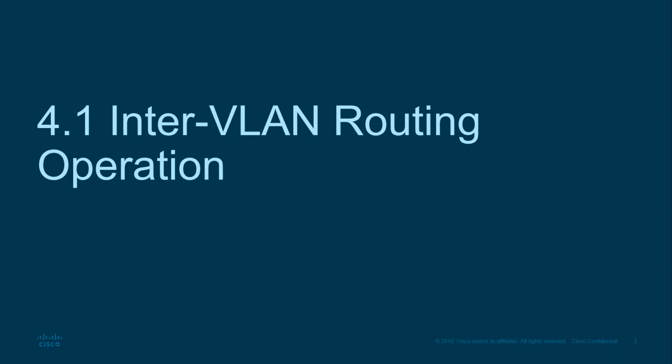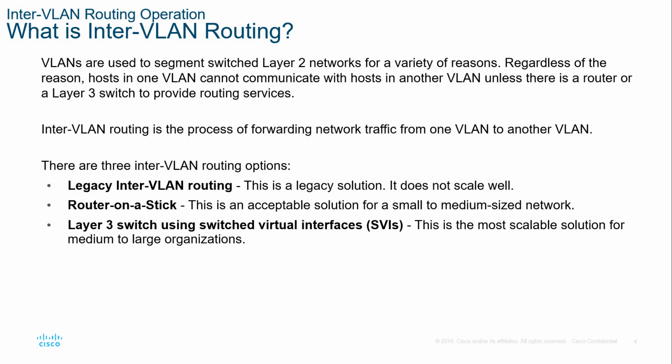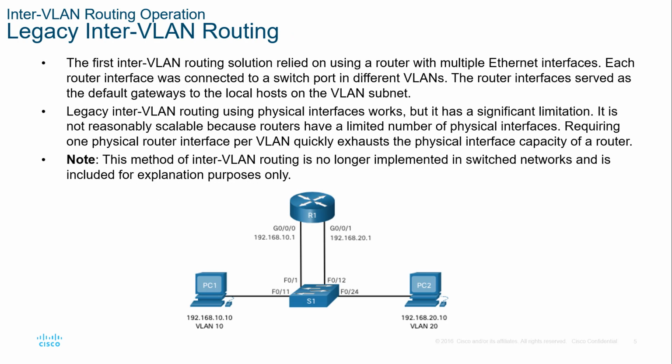So the router operations actually takes place 3 ways: legacy, router on a stick, or layer 3 switching using SVIs. So legacy literally is going to be physical ports per VLAN.